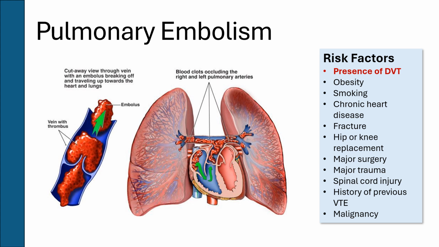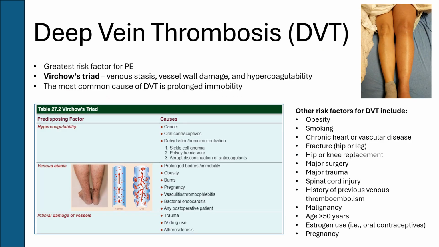So risk factors. Presence of DVT is number one. Again, we're going to focus on that, but also obesity, smoking, heart disease, fracture. Again, we're not only talking about a blood clot, we're talking about an air embolism, fat embolism, major surgery, and so on. So the greatest risk for PE is going to be this DVT, so we should know how to prevent it.